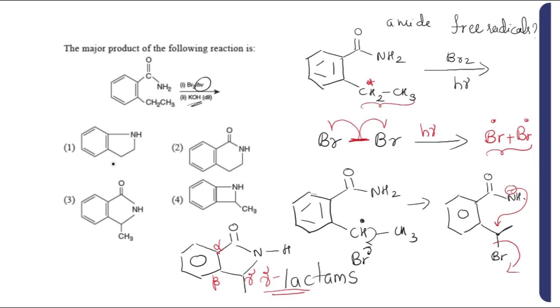Check where we have it in the options. This is a secondary cyclic amine, not possible. We have a lactam, but it is 6-membered, so not possible. What about here? This is 5-membered, and you can also see the methyl as a branch. Hence, our final product is as shown in option 3. What about the 4th? This is not a lactam, so you can eliminate this also.